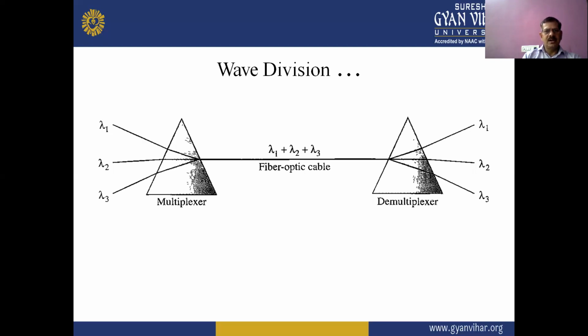There are different input light signals which have different wavelengths, lambda 1, lambda 2, lambda 3. After the multiplexing technique, the different light signals are transmitted on a single fiber optic cable, and again these signals are demultiplexed by the demultiplexing technique, and the output of the demultiplexer is the different light signals which have different wavelengths.